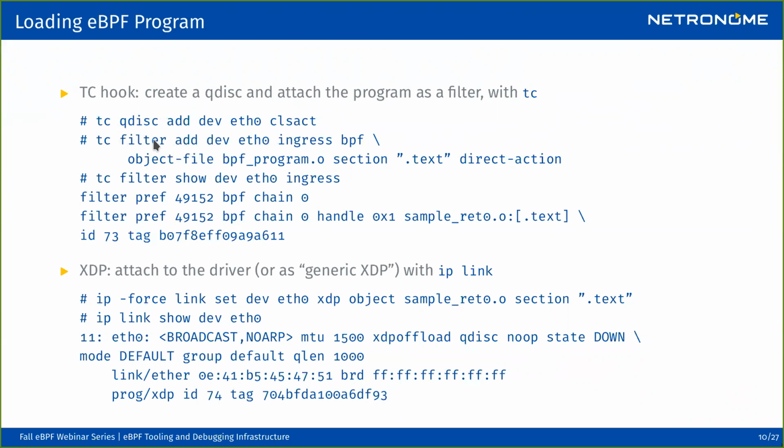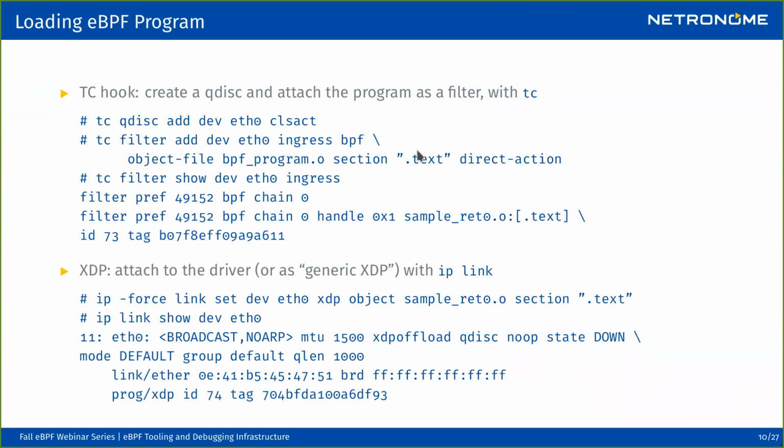Here I say create a filter and add it on the ingress interface where the CLS-ACT has been created, and load the program in that object file here in the default section, which is .text by default. This is the section of the object file where the program is stored. And direct action is take the returned codes from that program as actions. I'll come back on that later.